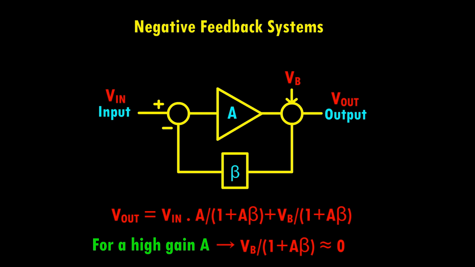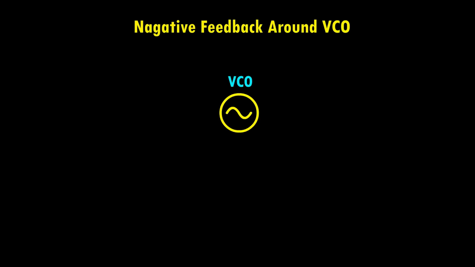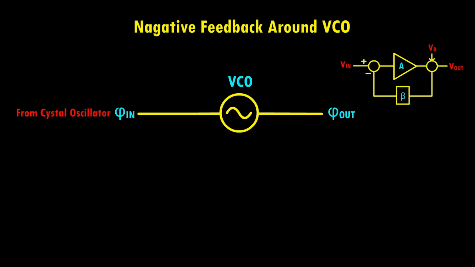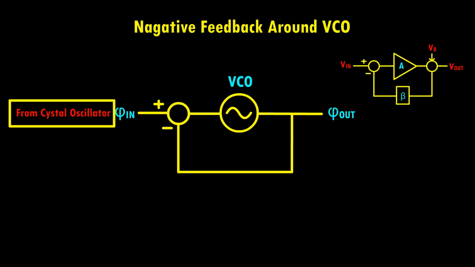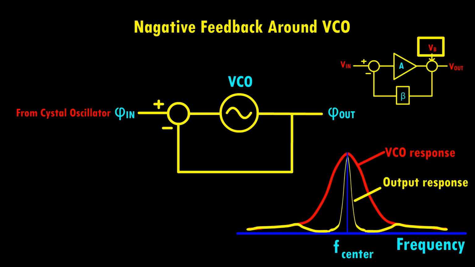Now let's apply this concept to a VCO. Our goal is for the VCO phase to follow that of a crystal oscillator, just as V out follows V in in the amplifier example. To do this, we place a VCO within a negative feedback loop whose input is taken from the crystal oscillator. The VCO phase noise, analogous to Vb, is suppressed by the loop.